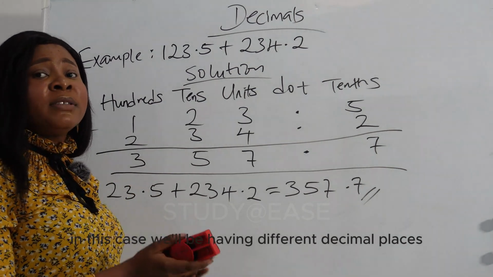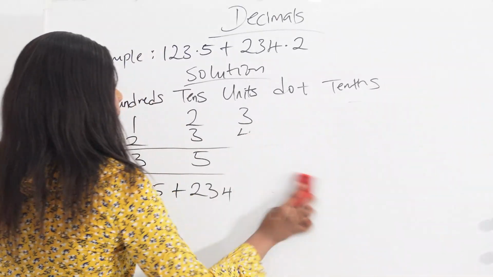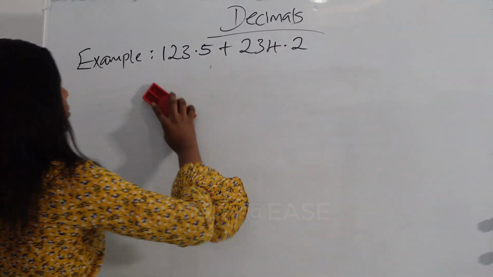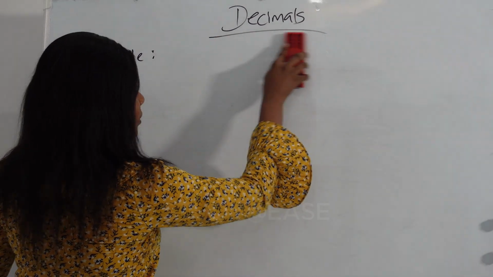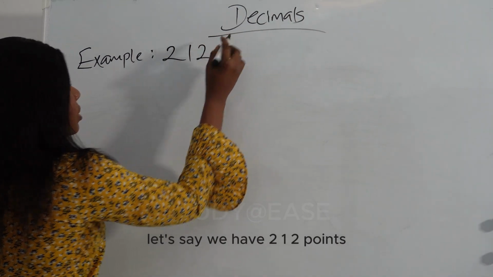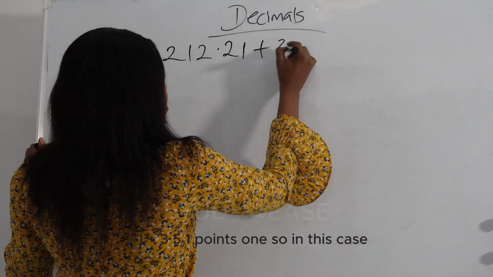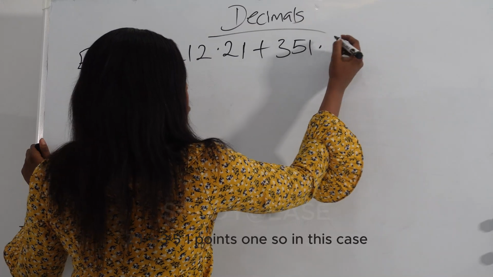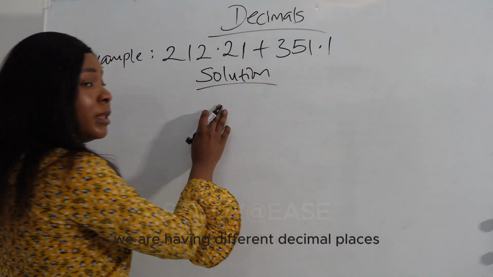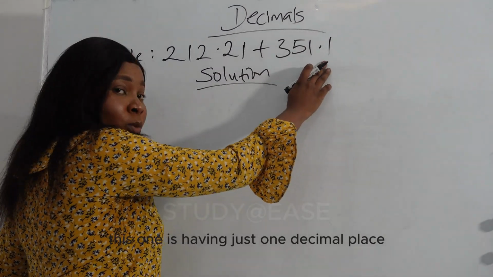In this case, we'll be having different decimal places. Let's say we have 212.21 plus 351.1. So in this case, we are having different decimal places. This one is having 2 decimal places. This one is having just 1 decimal place.